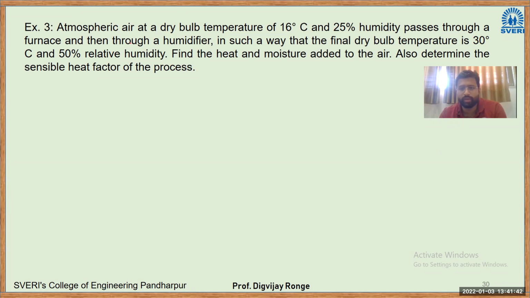Okay, so this is not the case of mixing. Here one stream of air is there, which is first at 16 degrees Celsius and 25% humidity. First it is passed through a furnace, that means there is sensible heating. Then it is passed through a humidifier, that means there is humidification. So we have a case of heating and humidification.